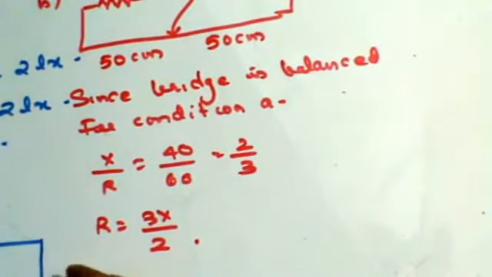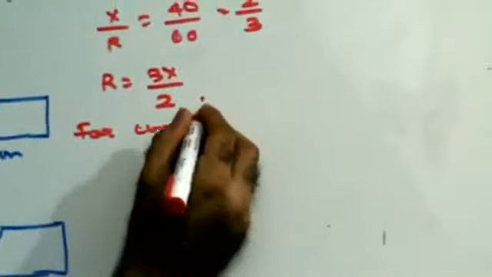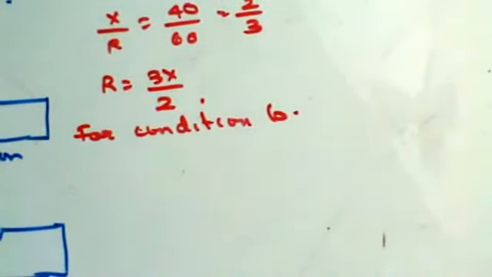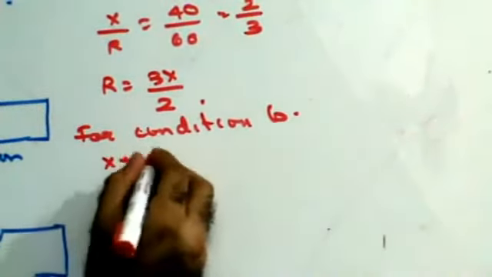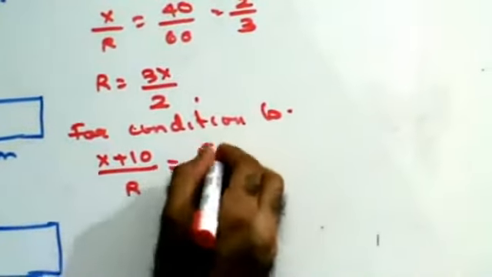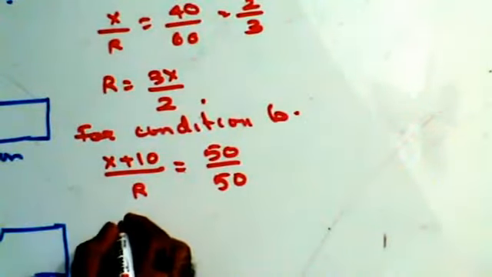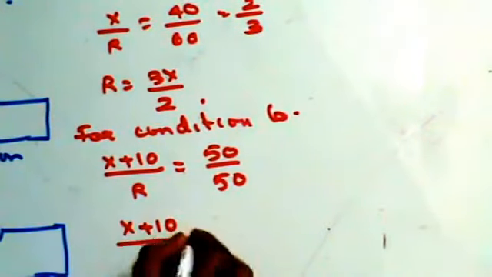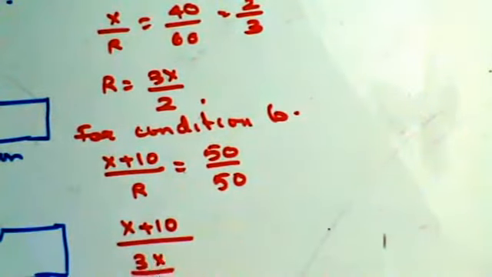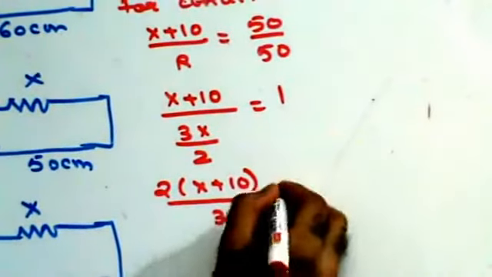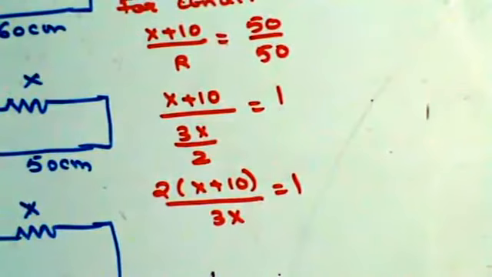Now, for condition B, since in the left gap the 10 ohm is connected in series, I can say that x plus 10 upon R is 50 upon 50. So I can say that x plus 10 upon R, where R can be written as 3x upon 2, is 1. So this will be twice into x plus 10 upon 3x is 1. Now you can solve this and get the answer. The answer for this sum should be 20 ohms.